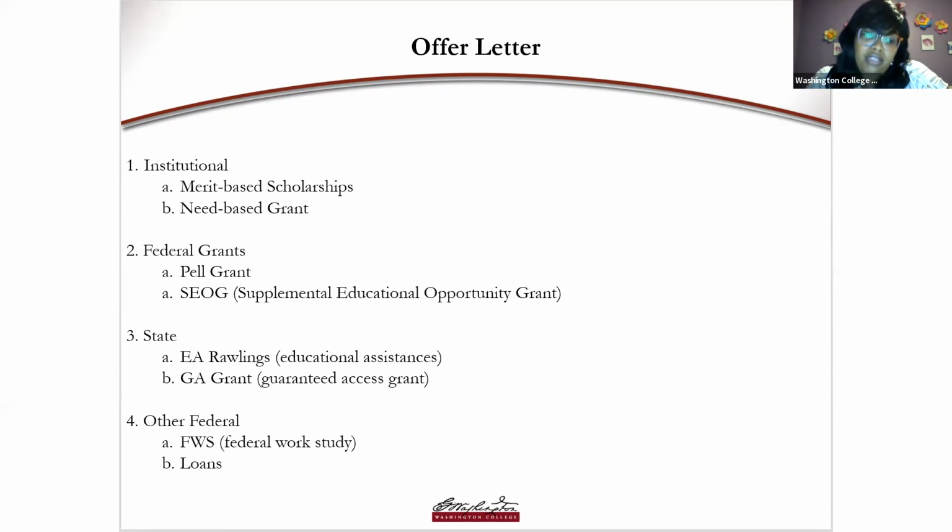And another thing about the two loans is the subsidized loan will increase as your grade level increases. So like I said, for freshmen, the maximum you can get is $3,500. For sophomore is $4,500. And junior and senior year, you can be offered $5,500, okay?